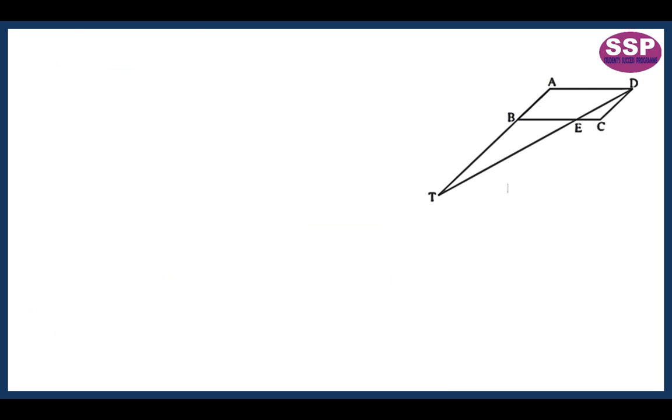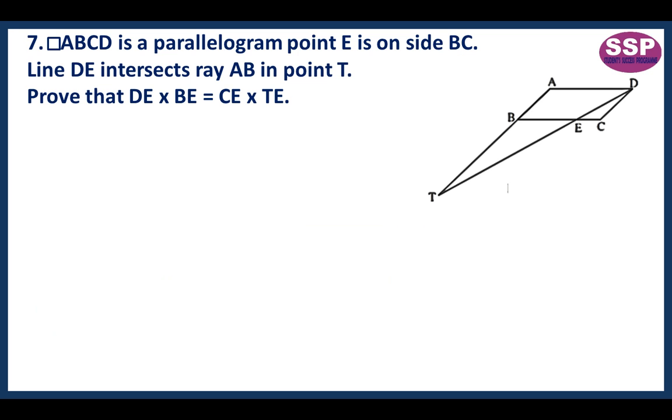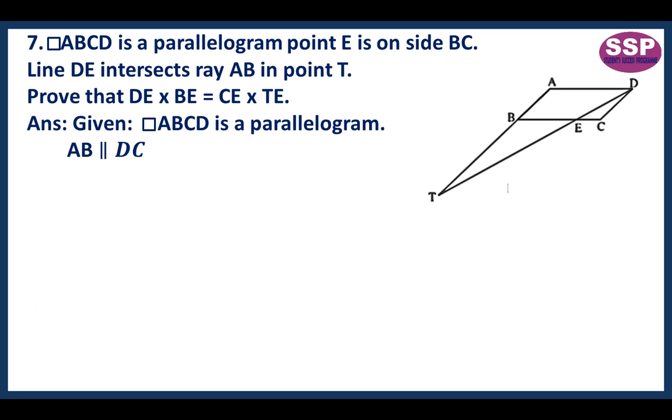Next problem. Quadrilateral ABCD is a parallelogram. Point E is on side BC. Line DE intersects ray AB in point T. Prove that DE multiplied by TB is equal to CE multiplied by TE. Solution. In given we have to write quadrilateral ABCD is a parallelogram. AB is parallel to DC. We have to prove DE multiplied by TB is equal to CE multiplied by TE.